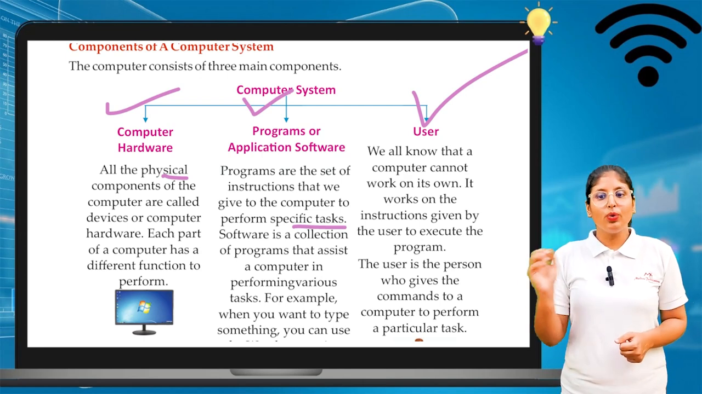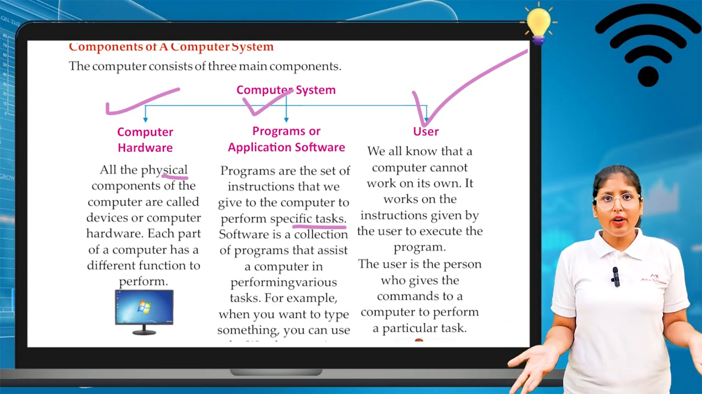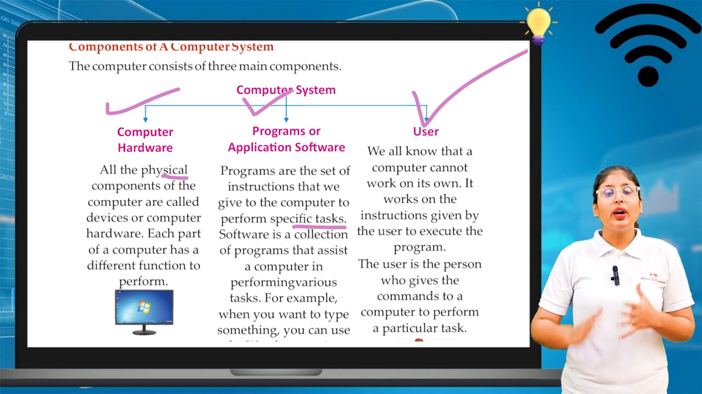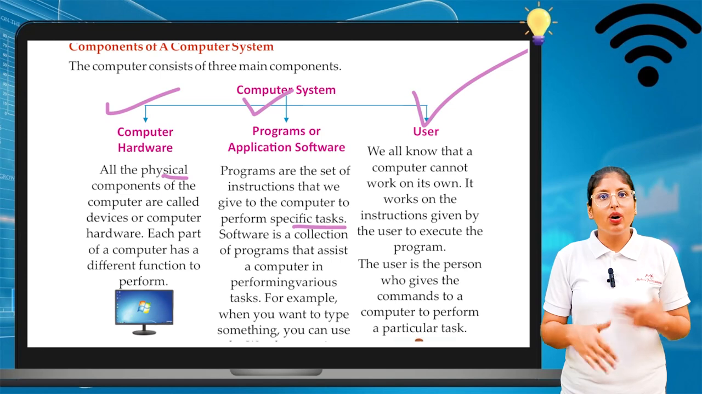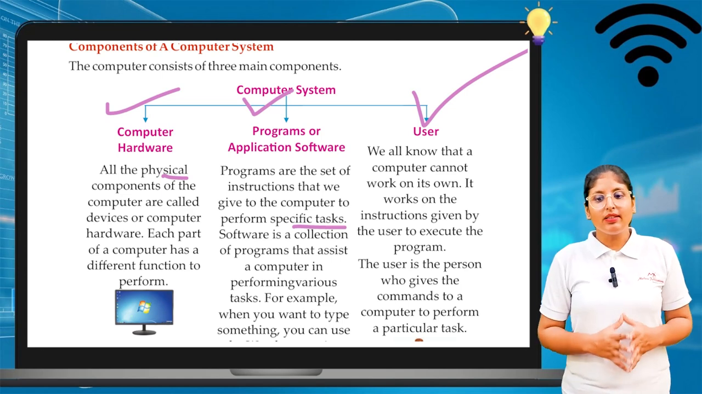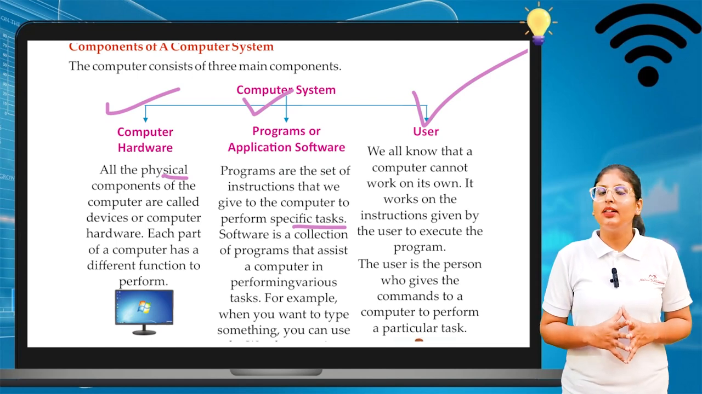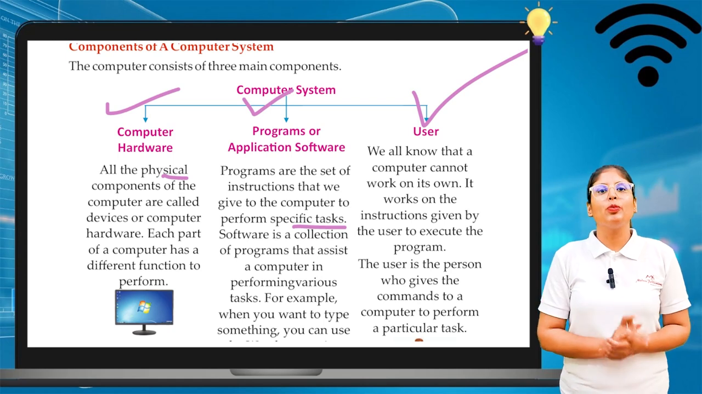So we all know that a computer cannot work on its own. We already know computers are machines, so they cannot work on their own. It works on the instructions given by the user to execute the program. Whatever instruction you give to the computer, they can work on it. The user is the person who gives the command to the computer to perform a particular task. With the help of your instruction, they are able to perform that task.